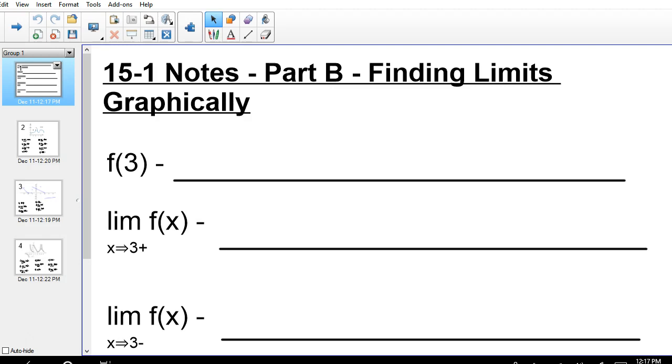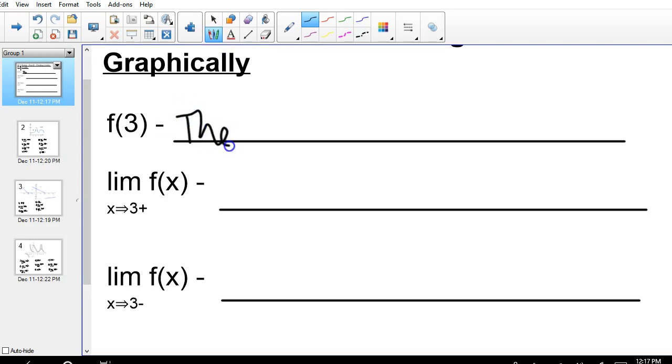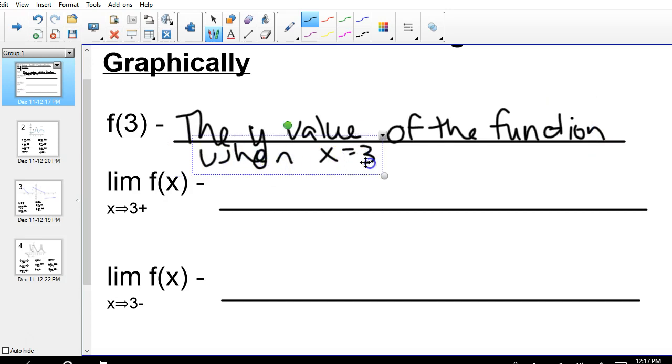So a few notation things. If I find f of 3, that means the y value of the function when x equals 3. So basically you're just plugging 3 in, and that's going to give you the y value that goes with that point there. So it's the point on the graph. It is not a limit. It is just that point.